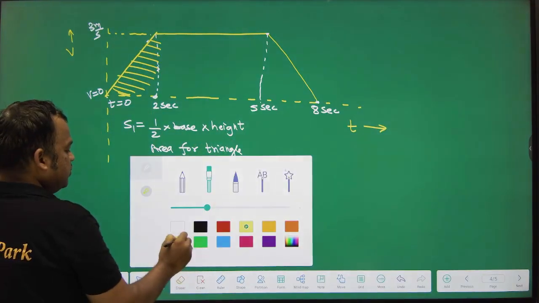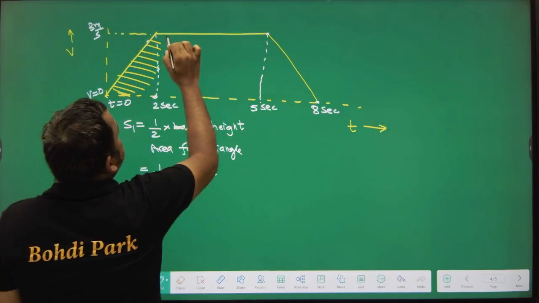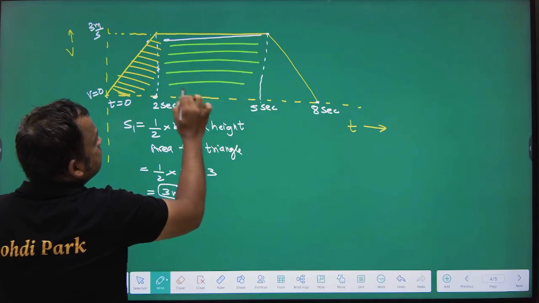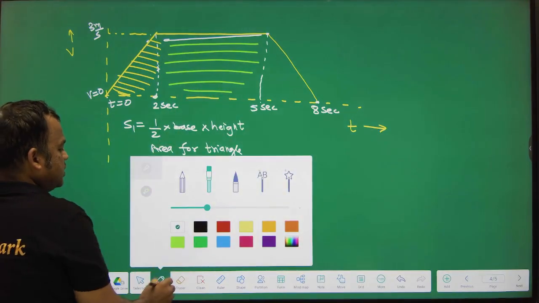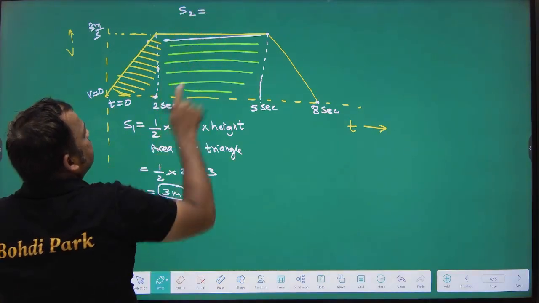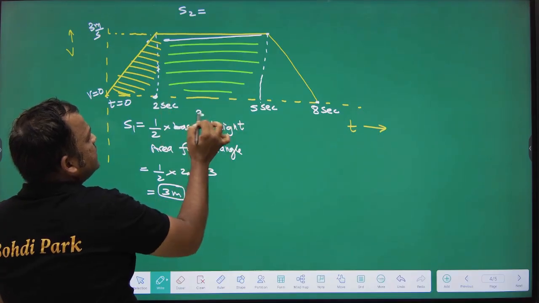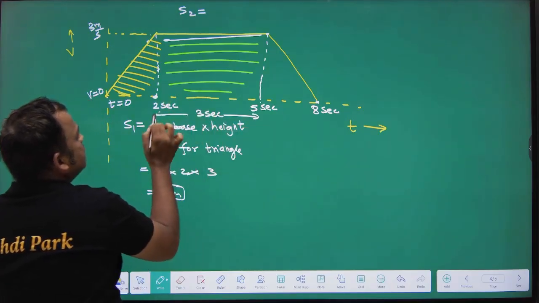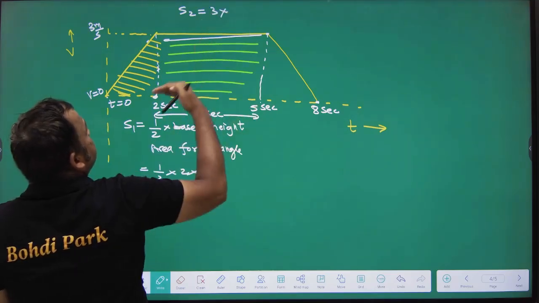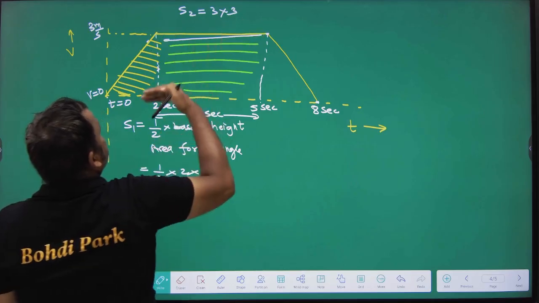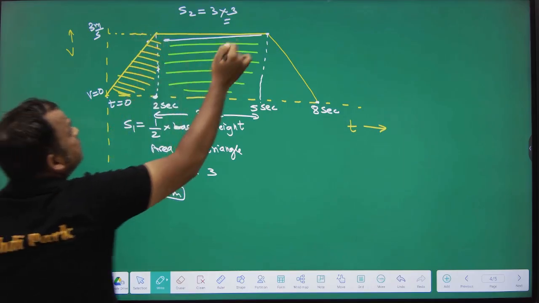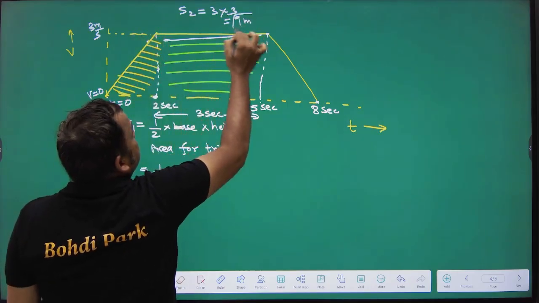What is the displacement covered from 2 to 5 seconds? So we have to calculate this area. Now it is a rectangle. So this area S2 will be equal to length into breadth. Now length is 3 seconds, 2 second to 5 second, into breadth, which is 3. The height is also 3. You can call it breadth or you can call it height. So this is 9 meter.